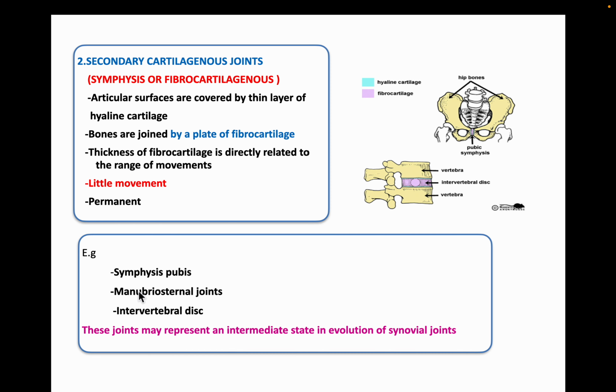So examples are these, that is symphysis pubis, manubriosternal joint, intervertebral disc. So we can see these are basically midline joints of the body. These joints may represent an intermediate state in evolution of synovial joint.